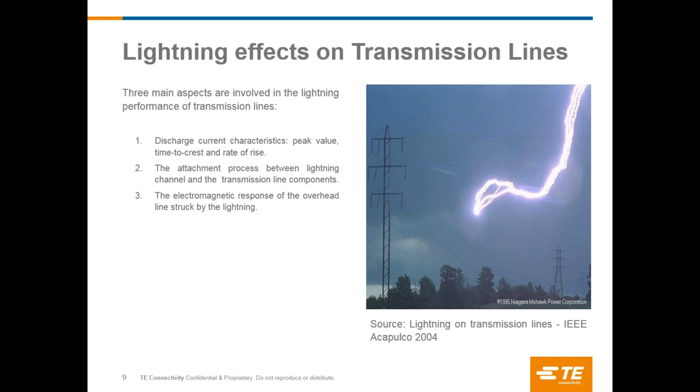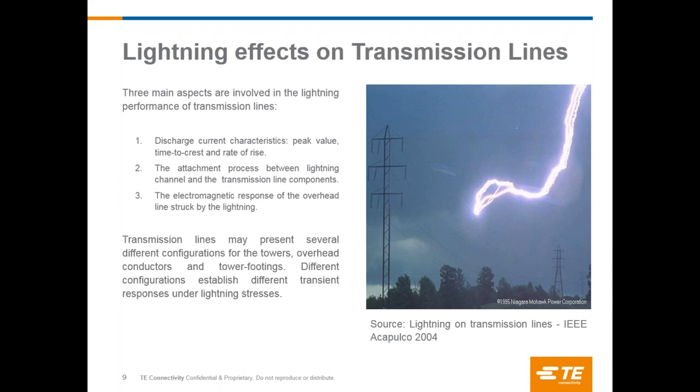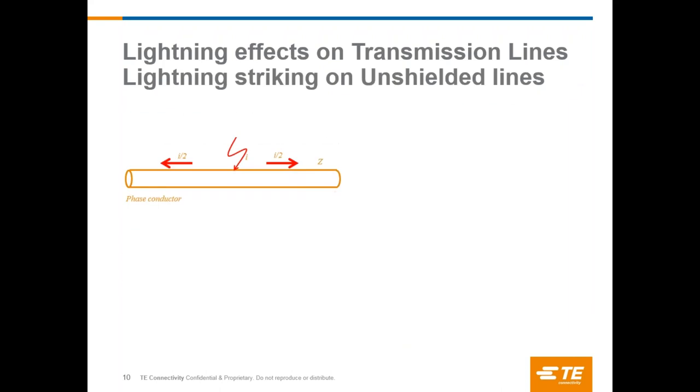Transmission lines may present several different conditions, and due to the complexity of the phenomena involved, simulation tools and methodologies have been developed to evaluate the lightning response of overhead lines. Today, there is specific software available to evaluate the lightning performance of the lines. Transmission lines may present several different configurations for the towers, overhead conductors, and tower foot resistance. These different configurations establish different transient responses under lightning stress. Now let's talk about what happens when lightning strikes an unshielded line.